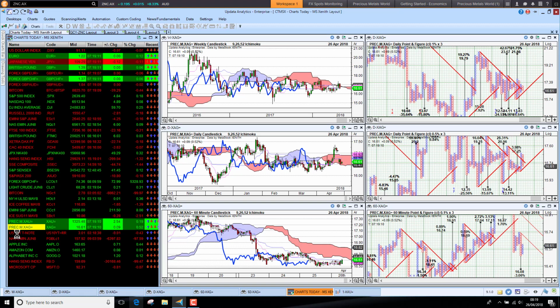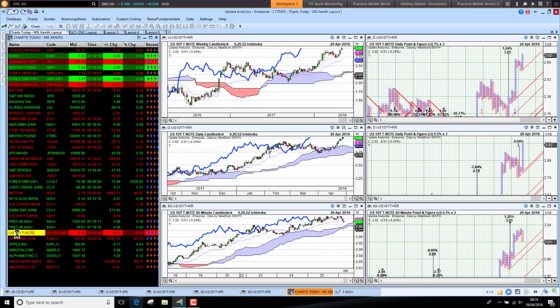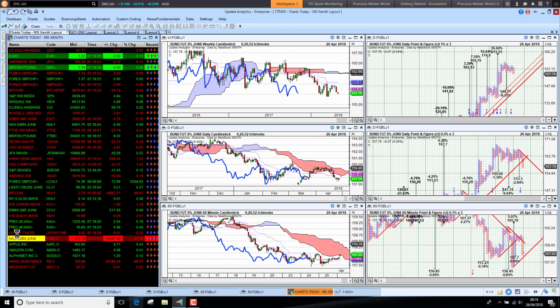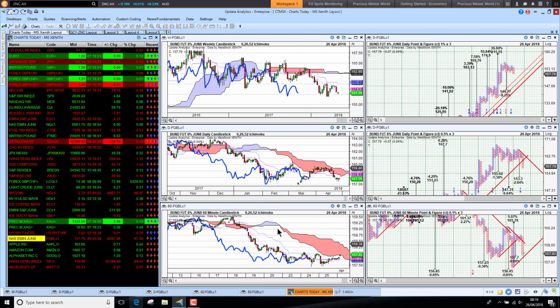US 10-year yields holding the 3% level. We were as high as 3.03, but the key thing is we're sitting above the 3% level. It looks like a foregone conclusion that we're going to get used to rates above 3%. The bond market is really in turmoil, and we're seeing the German Bund just sinking lower and the long-term chart looking bearish. So we are seeing that deterioration in the bond market showing through.